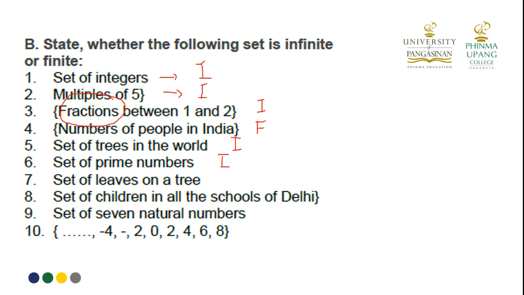Number seven, set of leaves on a tree. Infinite. Finite, sir. Come again, number seven is? Finite. Okay? Let's do our research on this. The answer is finite. There's a specific characteristic of a tree where it only has limited leaves. You can search that. That's why it's finite.